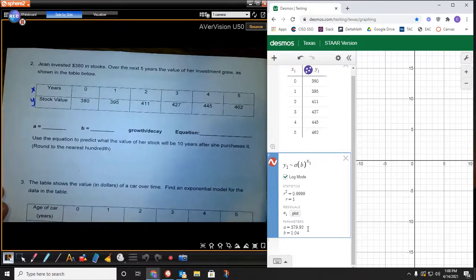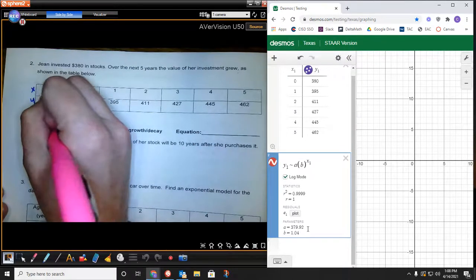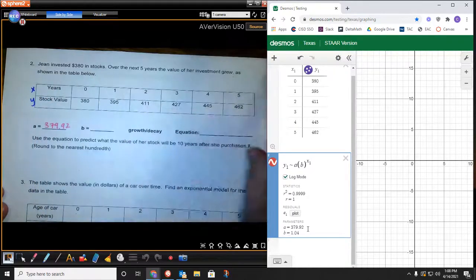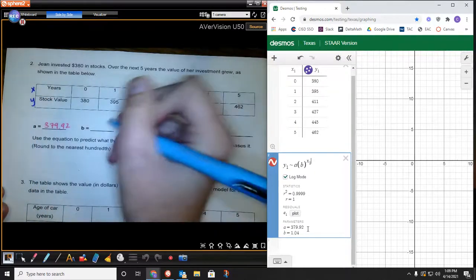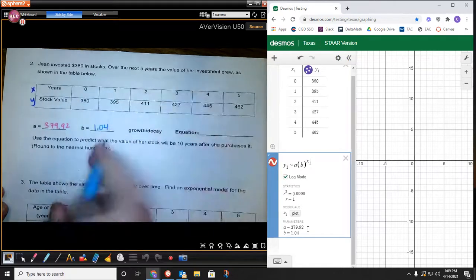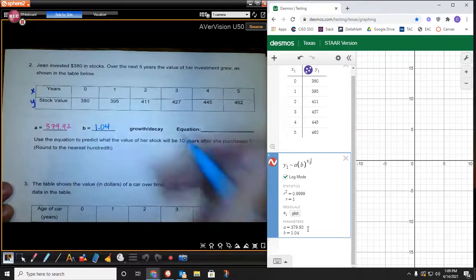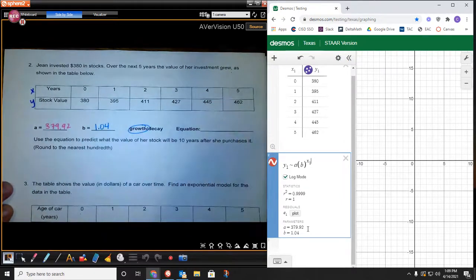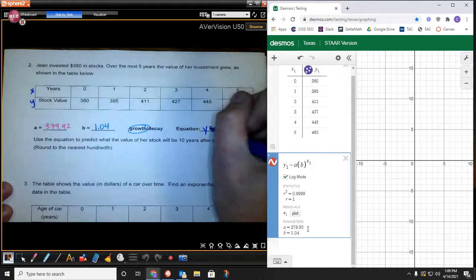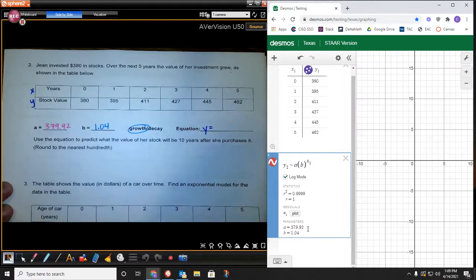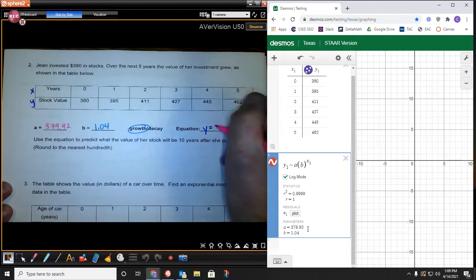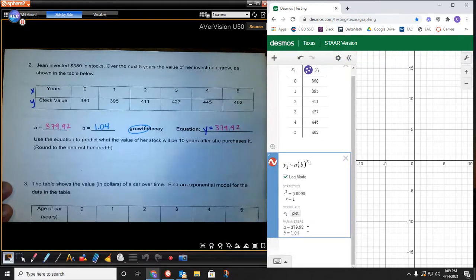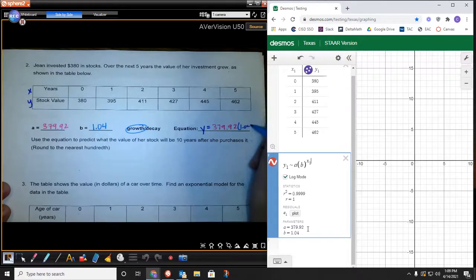379.92 for my a value. I'll do that in pink. 379.92. Your b value would be 1.04. That is greater than 1, so that represents growth. So our equation would be written as y is equal to 379.92 times 1.04 raised up to the x power.